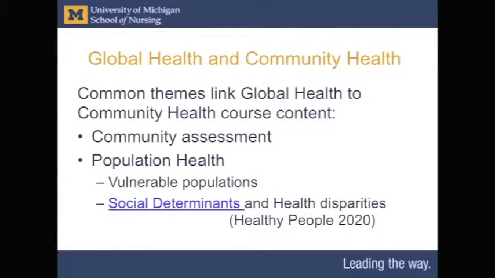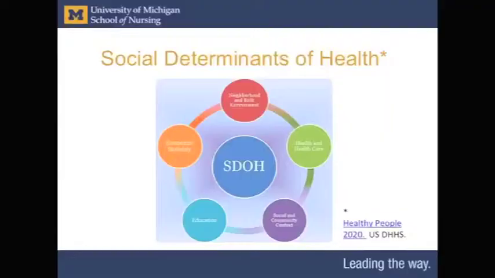There are very common links between global health and community health. We focus on teaching students community assessment skills, and again, we look at population health and vulnerable populations. What populations experience disparity or less access to care? And we use a framework called social determinants of health. I'm sharing this because it's become very important in our video conferencing work. These are the social determinants of health: the neighborhood and built environment, economic stability, education, social and community context, and health care. All of these have an impact on people's health.